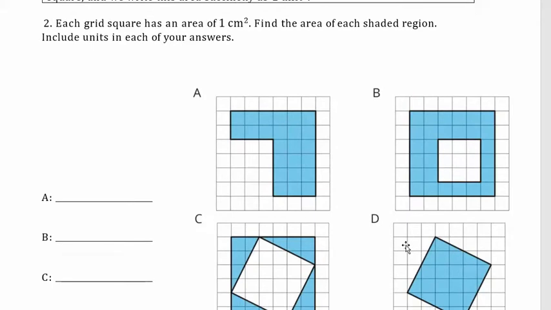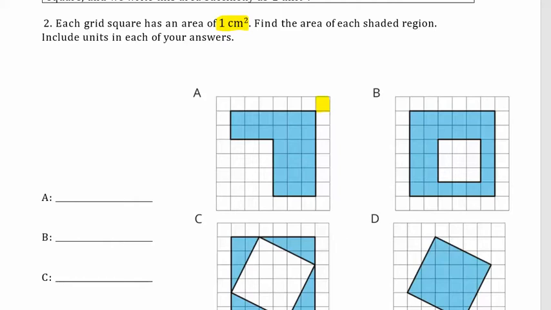Each grid square has an area of 1 square centimeter. Find the area of each shaded region. Include units in your answer. So what we're saying here is 1 square centimeter is equal to this area right here.